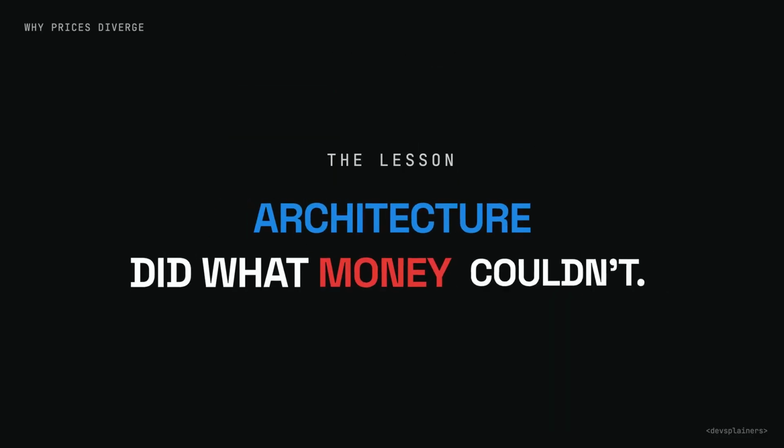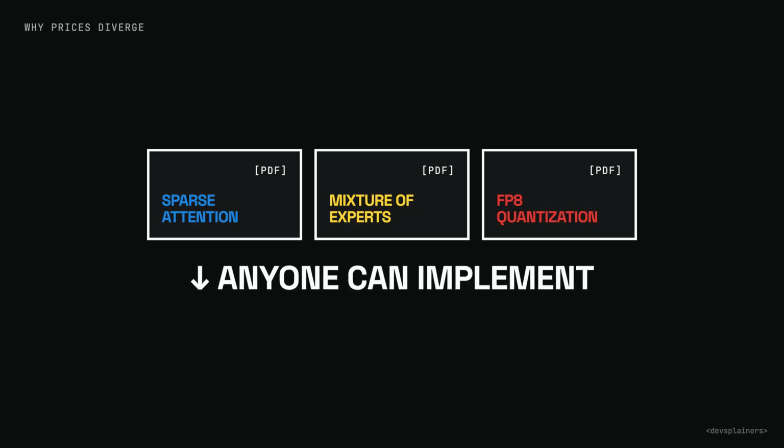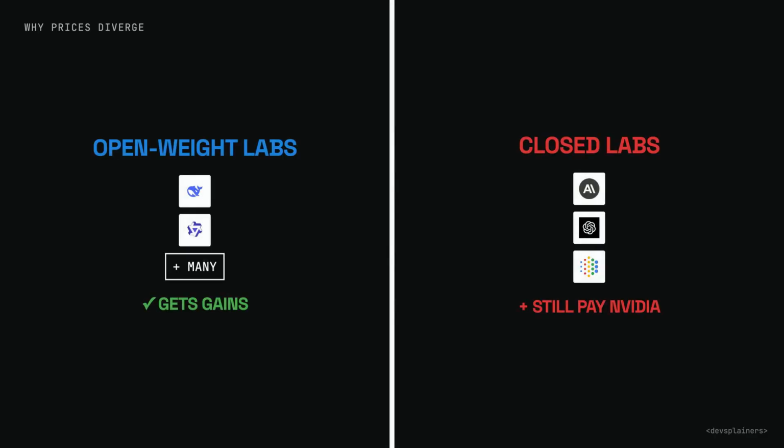The lesson is blunt. Architecture did what money couldn't. Sparse attention, mixture of experts, FP8 quantization. These are published papers anyone can implement. Every open-weight lab gets the same efficiency gains. Every closed lab still has to match them while also paying NVIDIA.